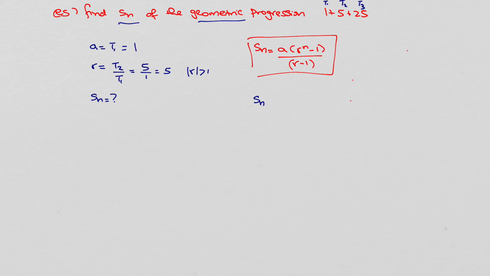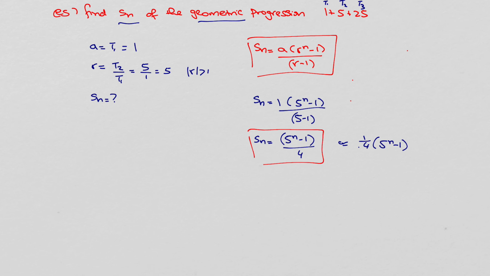So we're getting the sum to n terms. So I'm putting in 1, 5 to the n minus 1 over 5 minus 1. And that just gives me 5 to the power of n minus 1 divided by 4. Or we could write that as a quarter times 5 to the n minus 1. So either way is correct.